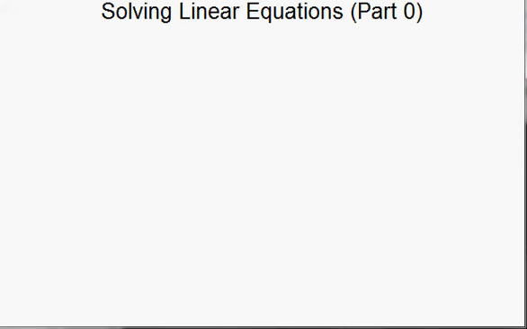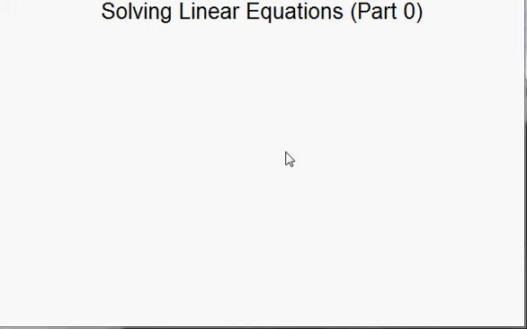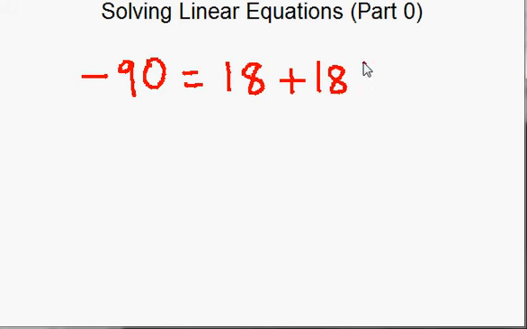Let's do one last one. And then we'll go to sleep. Okay. Negative 90 equals 18 plus 18b. And the question is, what is b? So which side do you want to put the b's on? Right. Okay, there's no b's on the left, so we're okay with that.